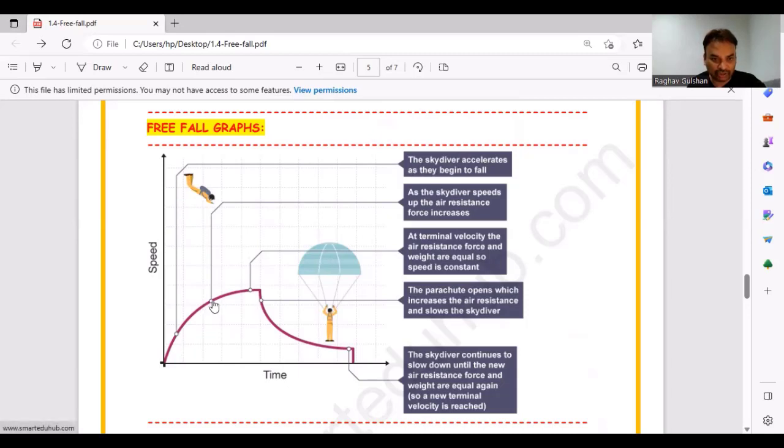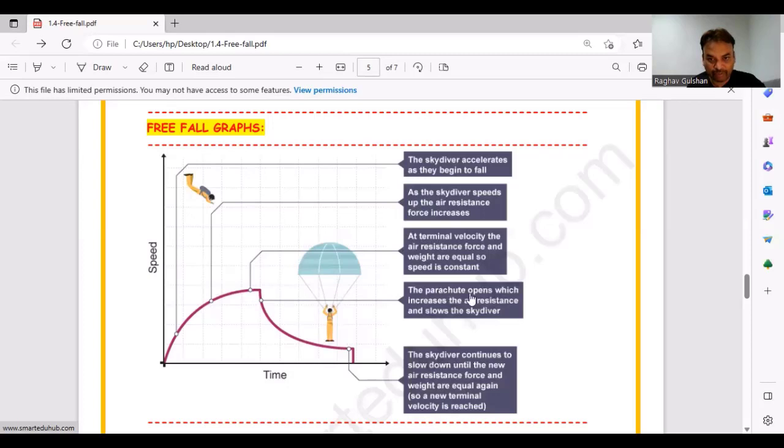Now, at this point on the graph, as the skydiver speeds up, the air resistance force increases. As the speed of the parachutist increases, the air pressure on the parachutist also increases. Now at this point, at terminal velocity, the air resistance force and the weight are equal. At this point, the air resistance and the weight are balanced. This is the reason for constant speed, or the terminal speed.